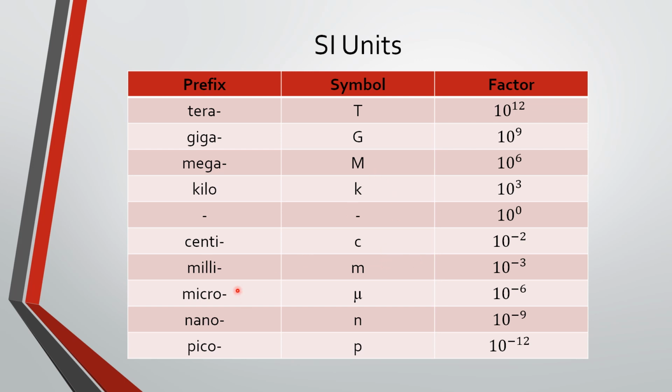From here to here, all right? So milli, centi, micro, which is mu, this is the symbol for it. Nano and pico, and then beyond that it's like femto, and it goes on and on. But 10 to the 12, it becomes very small.